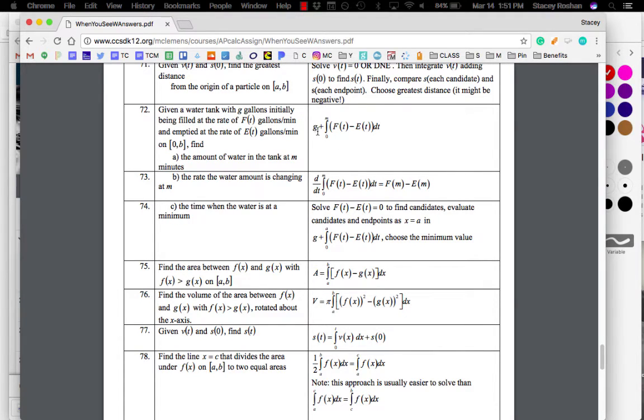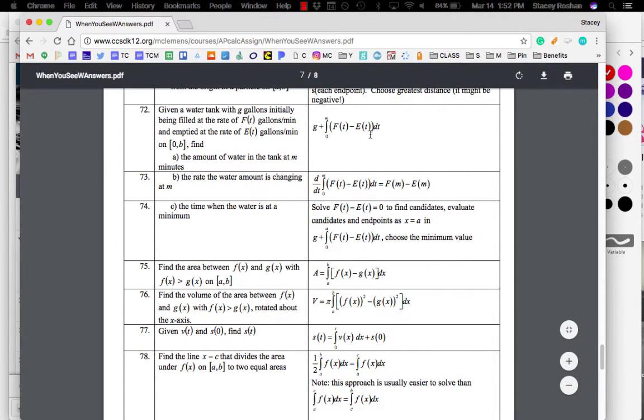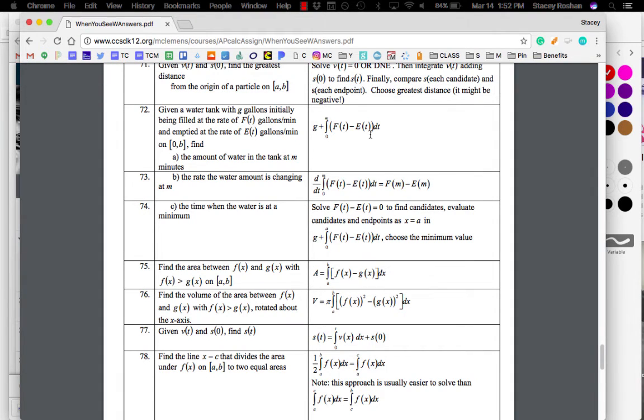But what is this G business that was getting a lot of people? Well, that's an initial amount. So we have to start from where we were and then, from 0 minutes to M minutes, add up the amount that's being added to that.